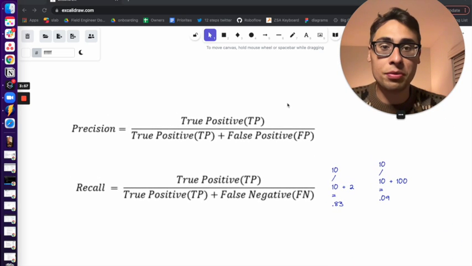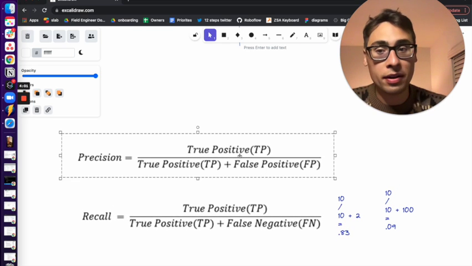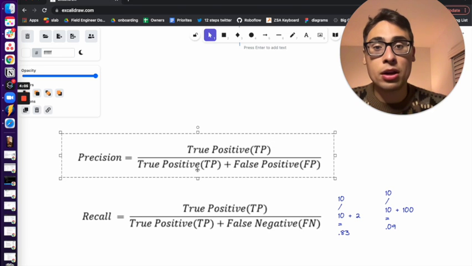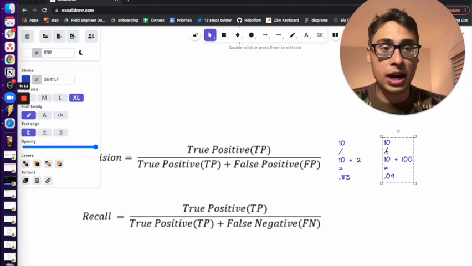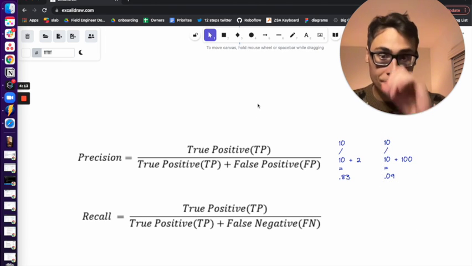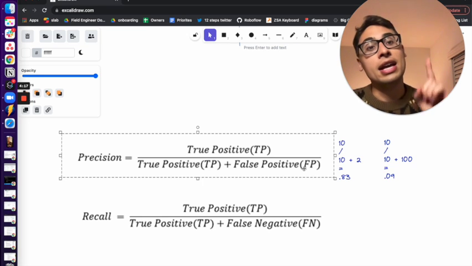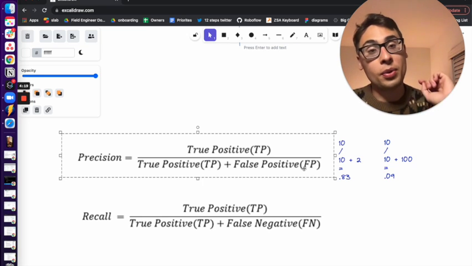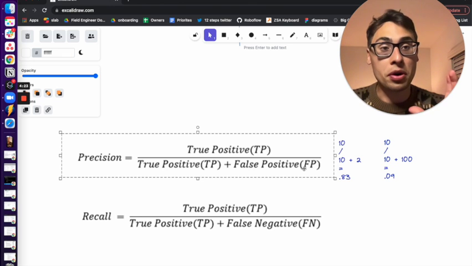All right, precision and recall, how do they work? Straightforward enough, it's a math formula. Precision is represented as true positive divided by true positive plus false positive. So what does that mean? Well, if we look at it from a math perspective, what it's saying is that as the number of false positives increase, the rate of precision decreases because the divisor grows.